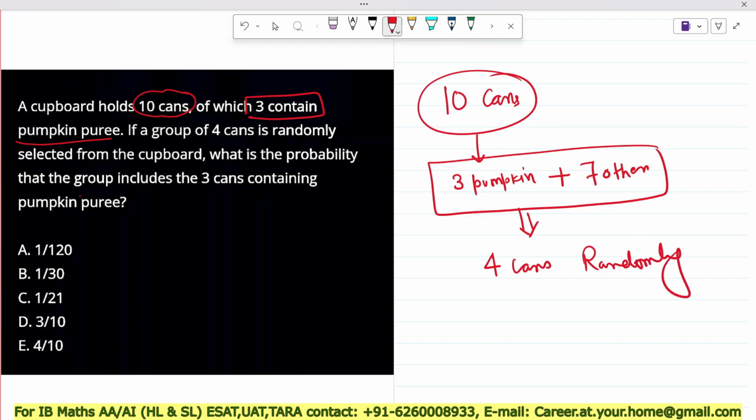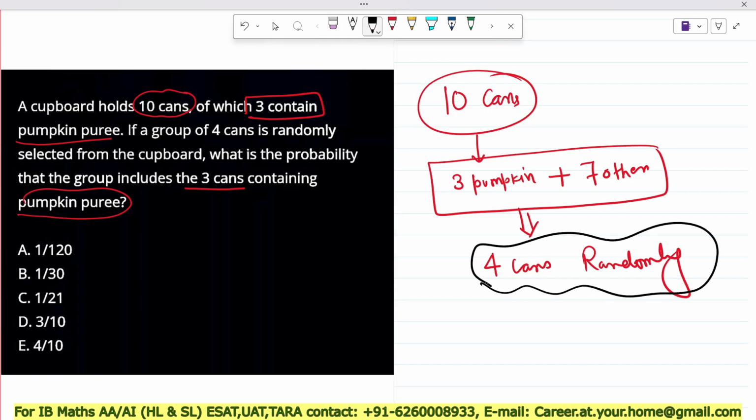What is the probability that the group includes the 3 cans containing the pumpkin puree? It means what is the probability that in these randomly selected 4 cans, you will have these 3 pumpkin cans also? Are you getting the question? So what is the probability that in these 4 randomly selected cans, the 3 pumpkin cans are already included?